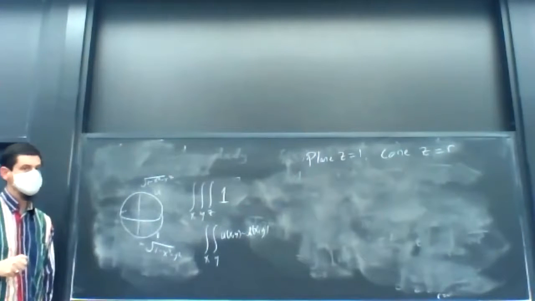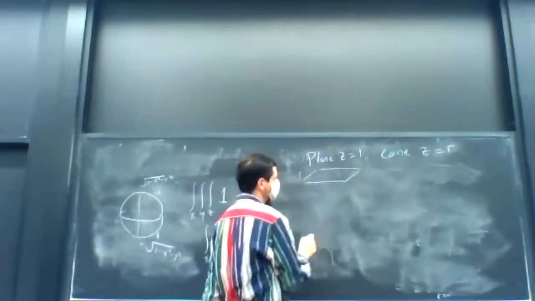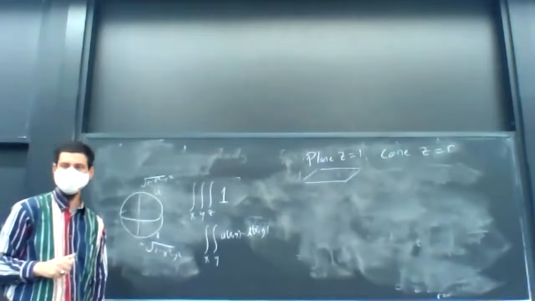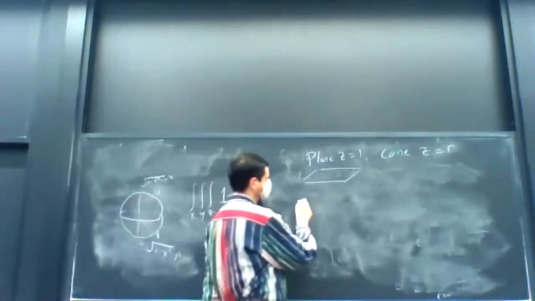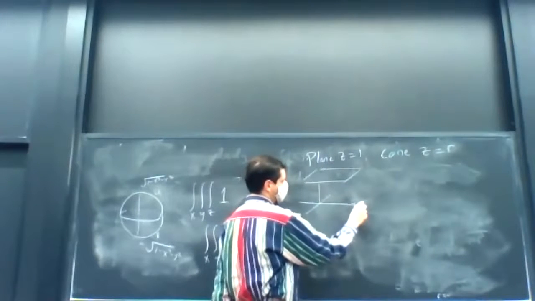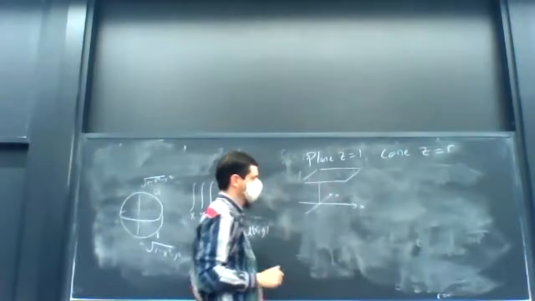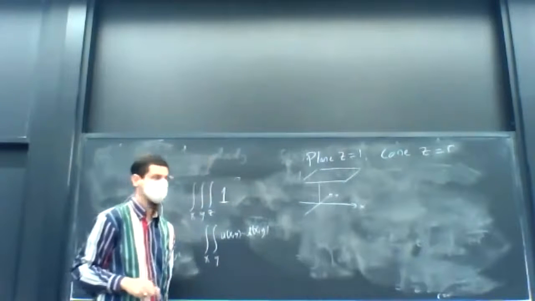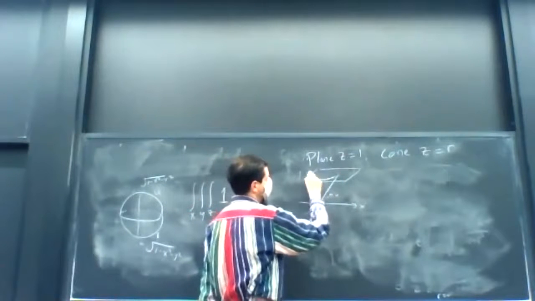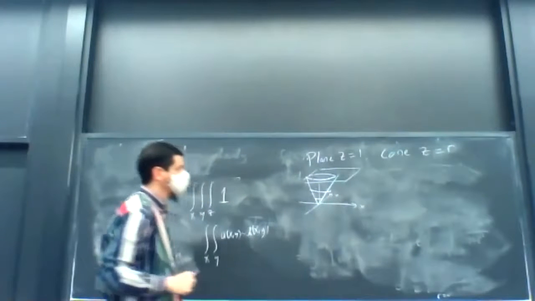So if I give you the plane z equals 1, right, that's going to be something like this. And then I'm telling you the cone z equals r. So here's x, here's y, here's z coming up. And so I'm going to have some kind of cone like this.